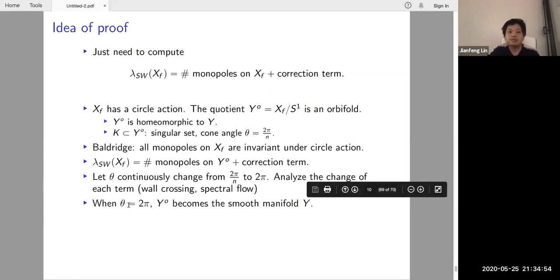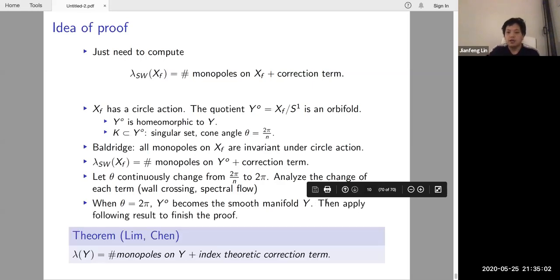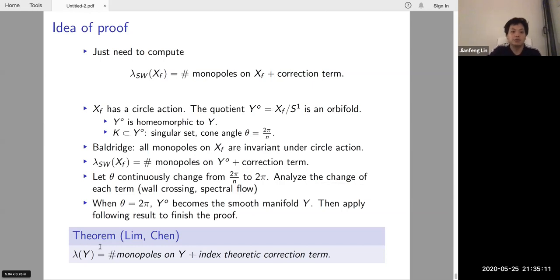And in this case, when the cone angle is deformed to 2 pi, this three-orbifold just becomes the smooth manifold Y. And then we apply the following result due to Yuhan Lin and Weimin Chen. This result states that the classical Kessler invariant for three-manifolds can be recovered by some monopole count plus some index theoretic correction term. And that finishes the proof. And that's the end of my part 1.